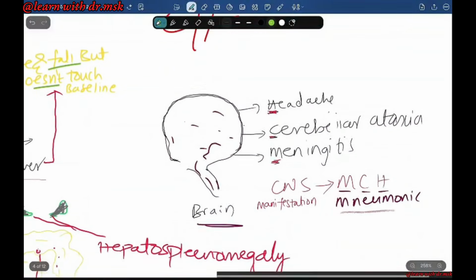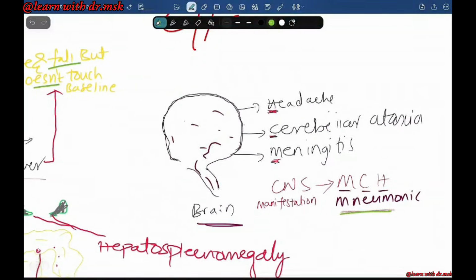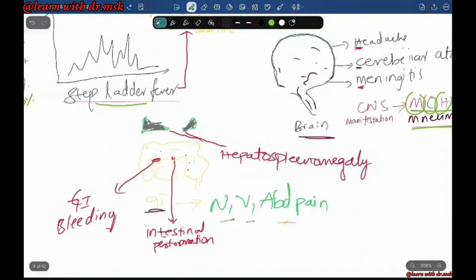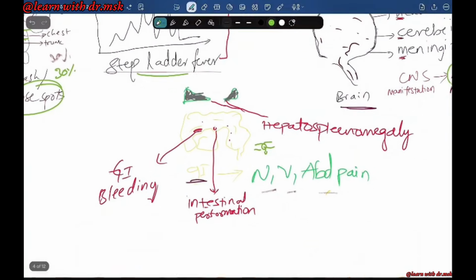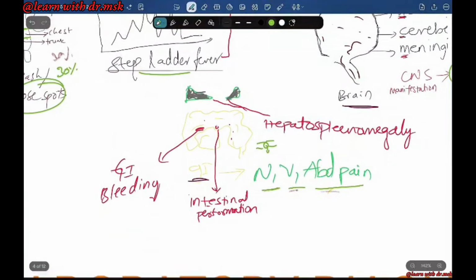Next, when you see the CNS manifestations, what are they? You can use the direct mnemonic MCH: meningitis, cerebral ataxia, headache. Hepatosplenomegaly can be seen, and GI bleeding can be seen, and intestinal perforation, meaning puncturing a hole. This is integrity, and this is puncturing. Perforation means hole. Next, one of the common ones is nausea, vomiting, and abdominal pain.